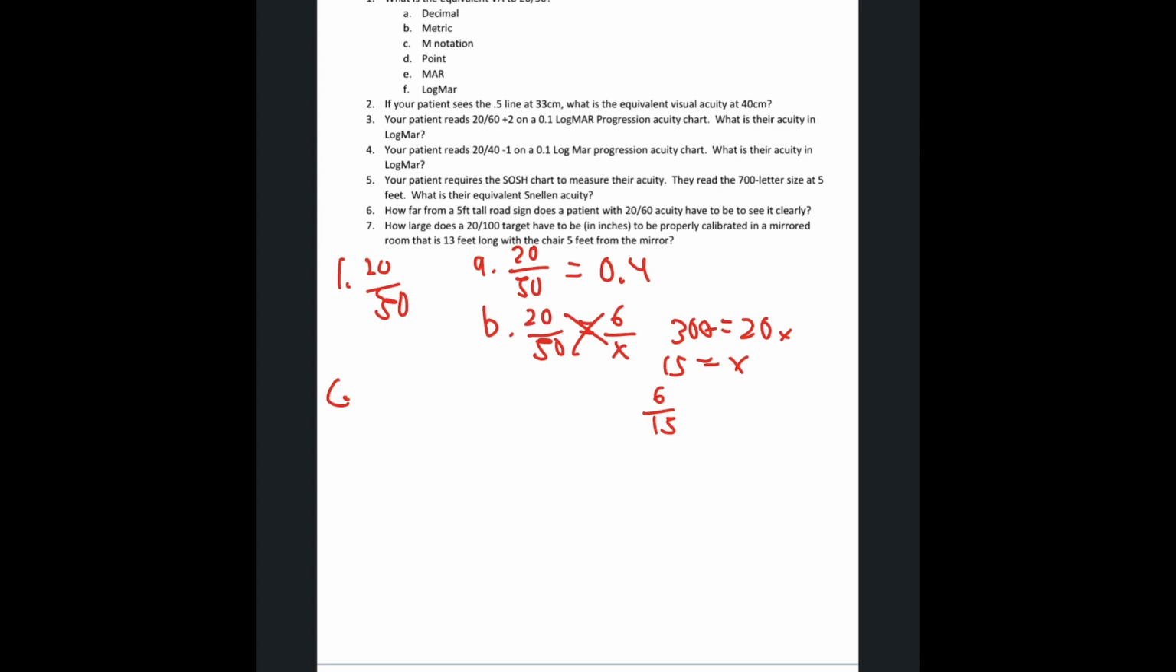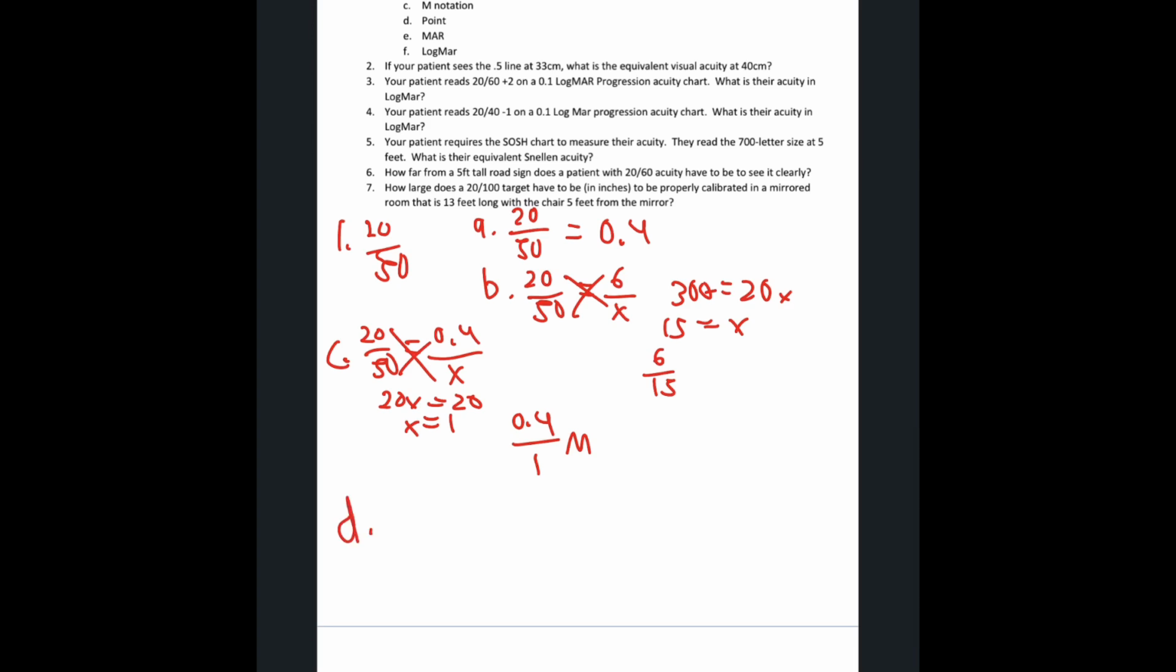Okay, for m notation, it's the same thing. We set up a proportion, so 20 over 50 equals 0.4 over x. Cross multiply, we get 20x equals 20, and so x equals 1. So our m notation is 0.4 over 1 m.